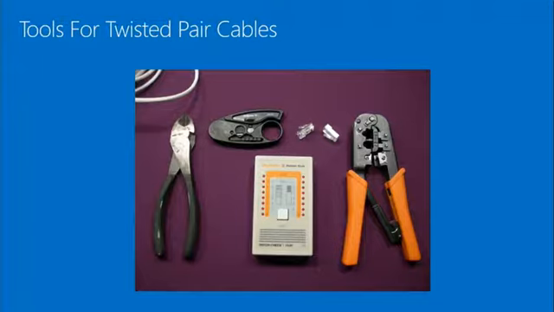And then finally, in the middle, Christopher, what do we have in the middle? Tell the audience what they've won. We have a cable tester.